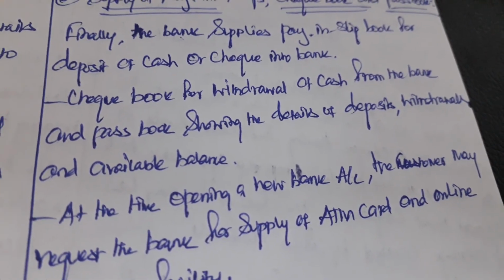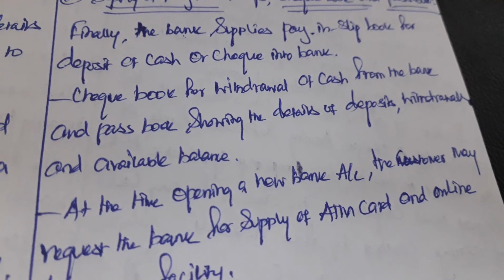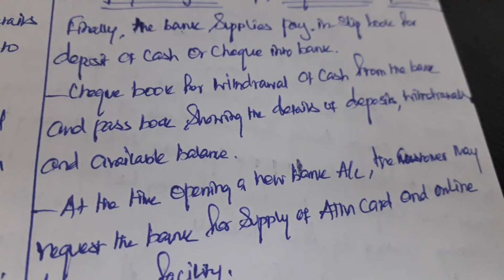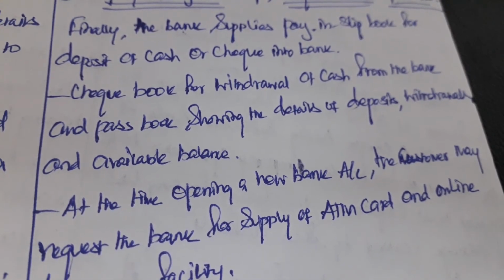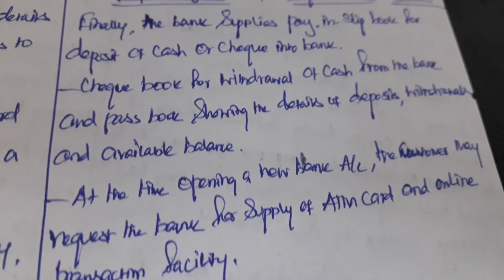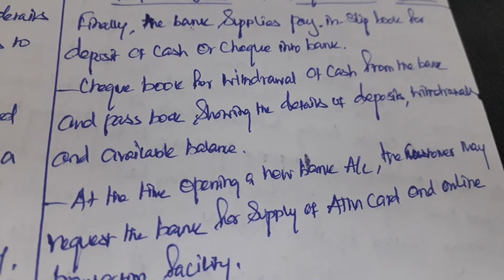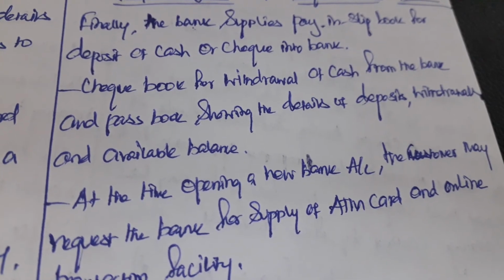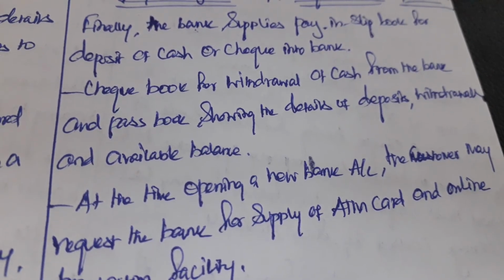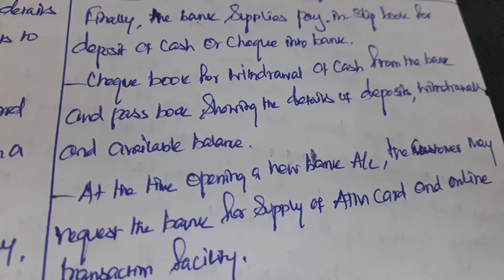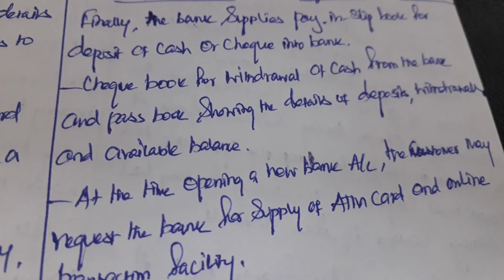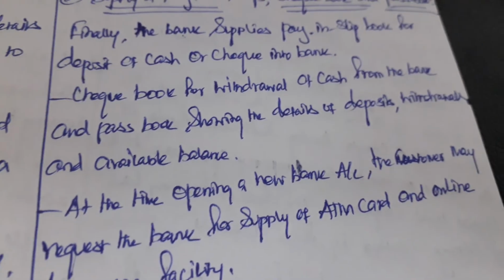The passbook is a mini statement. It shows all the transactions of the customer's banking business. Customer details are there, how much they deposited and how much they withdrew. Those statements are there in the passbook.